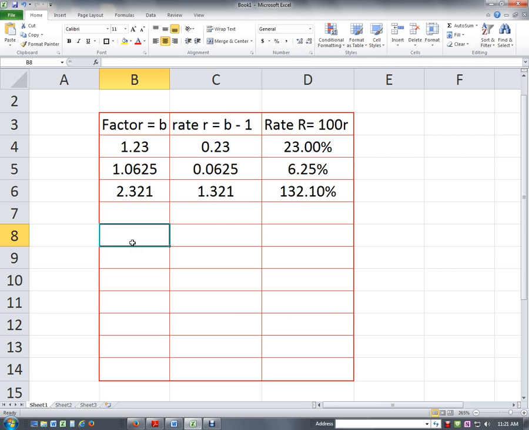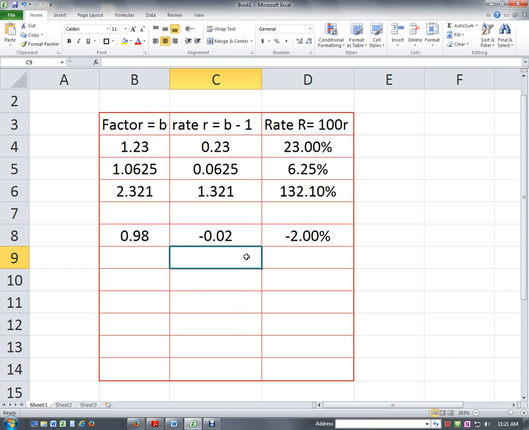Now let's talk about factors that are smaller than 1. These get students in the most trouble. It all depends on how you are asked to give the information. For instance, let's make that 0.98. I subtract 1 from this value. I get negative 0.02. Negative. That's key. As a percent, negative 2%.